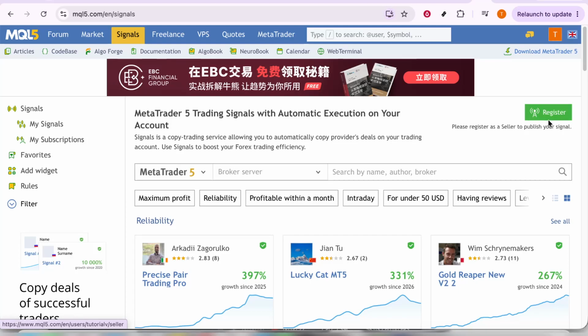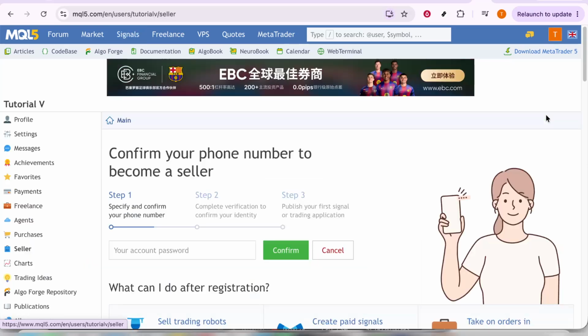Having an MQL5 account not only connects you with the broader trading community, but also enables you to access a suite of features and resources that will support your journey as a signal provider. Once you're logged into your account, the next step is to ensure that your account has a consistent and robust trading history. This is crucial because it reflects your reliability and trading prowess.